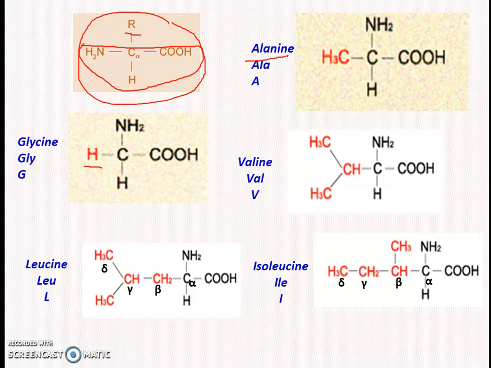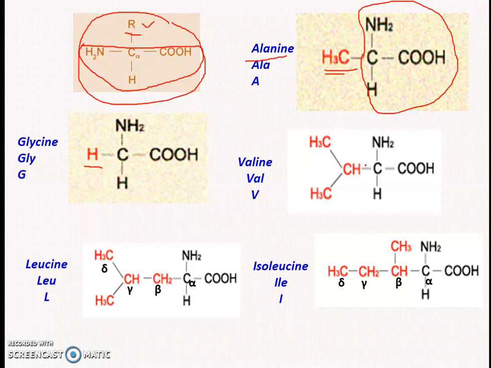Let's learn the structure of alanine. Alanine is simply putting a methyl group in place of the side chain. The remaining part is common. No need to remember this structure: CH, NH2, COOH is the common structure. You need not remember it. Remember only the side chain, just a methyl group for alanine.